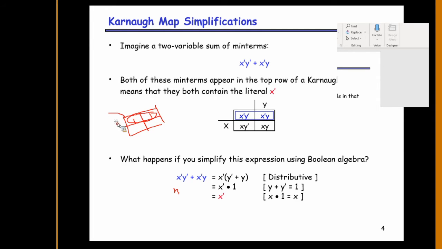Here x is 0, and y is 0 and y is 1 on the columns. Now I check for the variable which is common to both minterms. For these two minterms, the common variable is x, but the assigned value on x is 0. Hence my minimal expression for the given two minterms is equal to x bar. Within 2 minutes you can write this, if you are thorough with the K-map method of simplification.